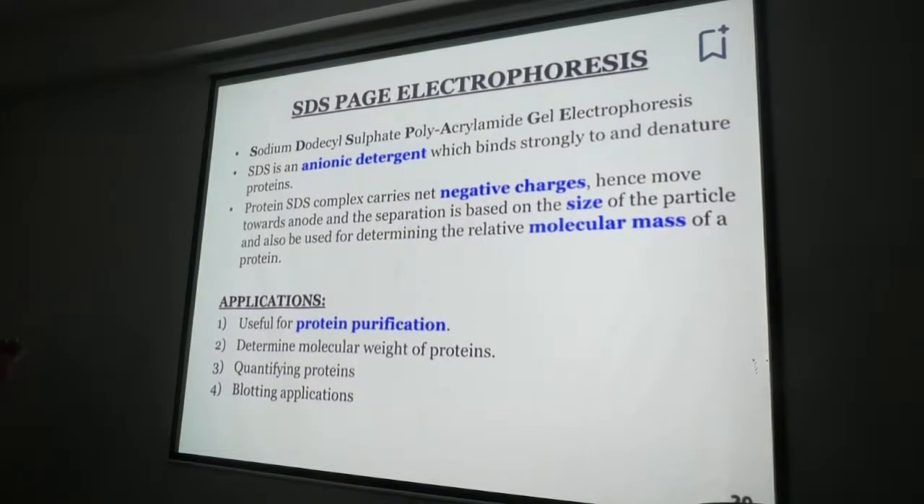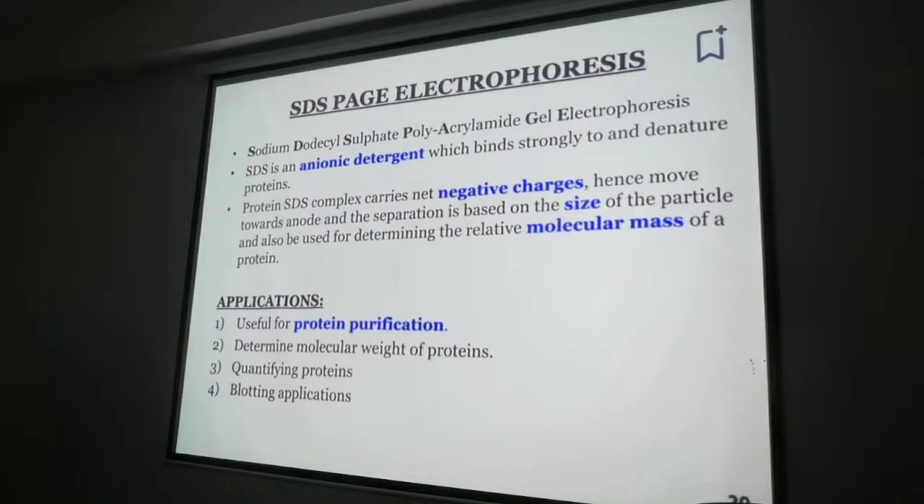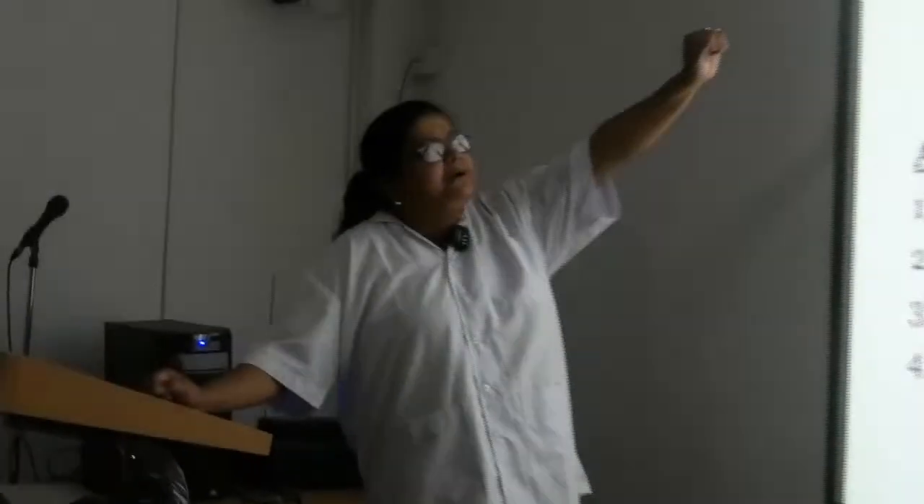The separation is based on the size of the particle and can also be used for determining the relative molecular mass of the protein. Here SDS has a detergent property, so it denatures the protein and forms a net negative charge in all the protein compounds. So the charge is balanced, the charge is the same for all the compounds. Next, the proteins will be separated on the basis of size.